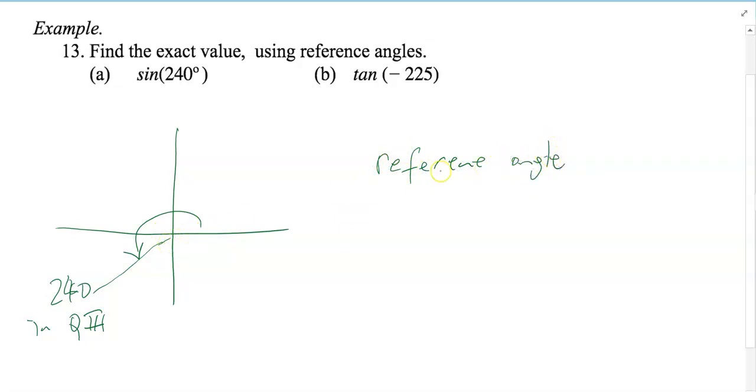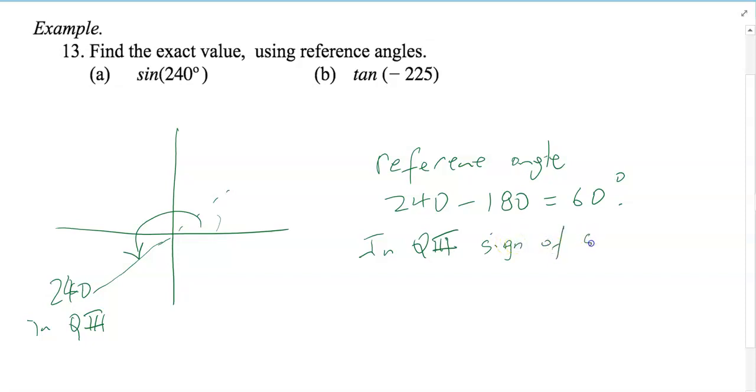Since we're in quadrant 3, we're going to do 240 minus 180 degrees, which is equal to 60 degrees. So the reference angle is 60 degrees. But because we're in quadrant 3, the sine value will be negative. So in quadrant 3, sine is negative.